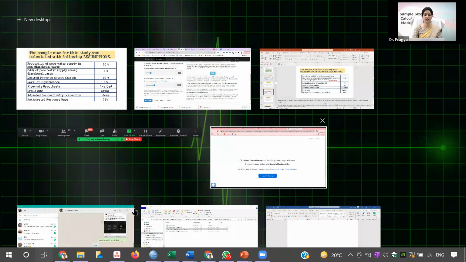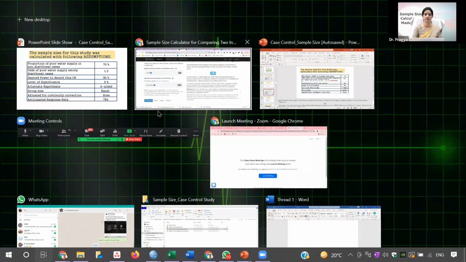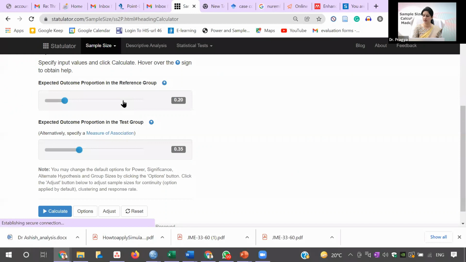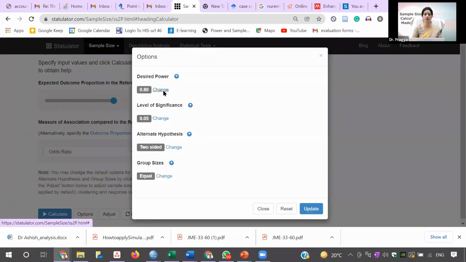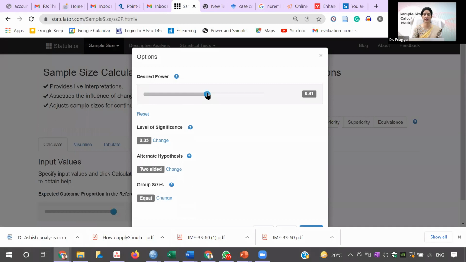So I'll reset this. In the first case, it is 70%. So it will be 0.70. And in this case, it is 1.5. So I will take the measure of association because it is saying the odds ratio. So the odds ratio is 1.5. And then I have to increase the power also. So I'll increase the power to 90.